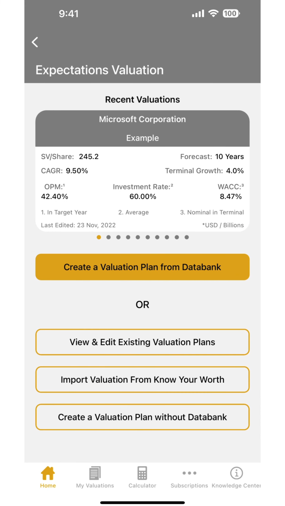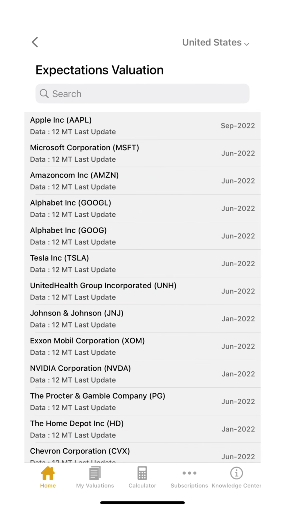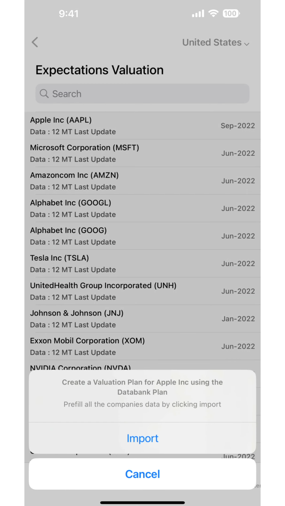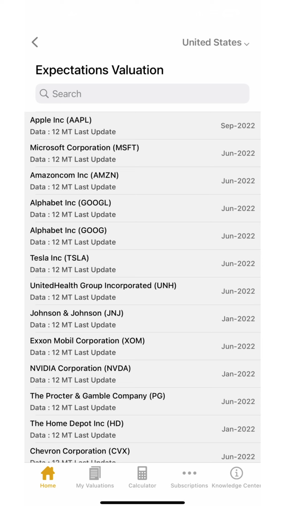Here, we have options to either create a valuation plan from Databank, edit an existing expectations value plan, import valuation from the Know Your Worth module, or create a valuation plan without Databank. For convenience, we create a valuation plan for Apple Incorporated with World Databank from the Expectations Valuation module.